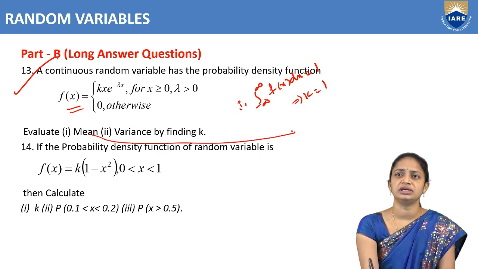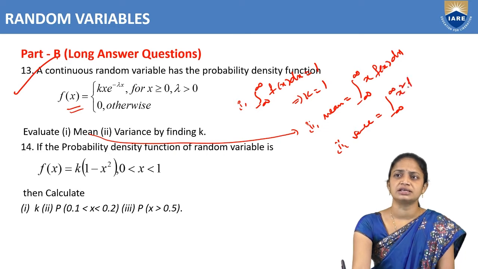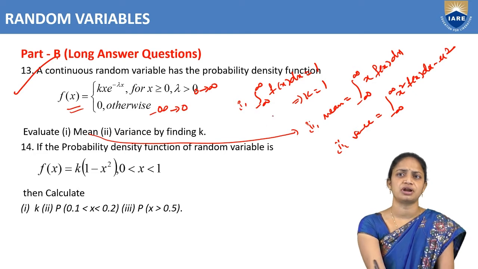Then what is the mean here? The mean is the integration from minus infinity to infinity of x into f(x) dx. The variance is the integration from minus infinity to infinity of x squared f(x) dx minus mu squared. Here x greater than or equal to 0 means 0 to infinity, and the otherwise case is minus infinity to 0. Just follow this procedure, everything is the same.